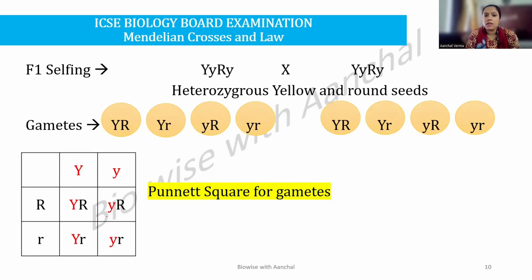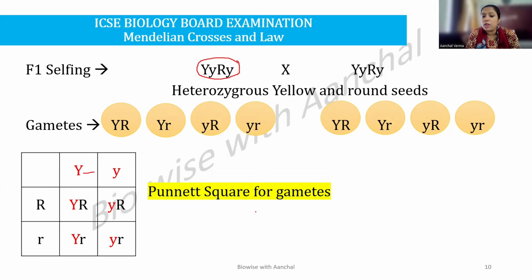Now you can see here I have shown you the cross between the two F1s, which will give you the different types of alleles, the gametes. Since two different characters are being studied, there are totally four possible combinations. Four possible combinations means 4 into 4, 16 offsprings are possible. So first, let us find out the Punnett square for the gametes.